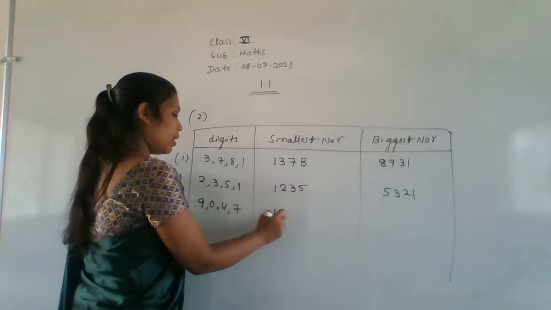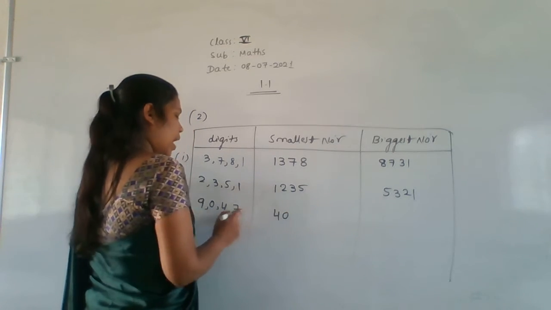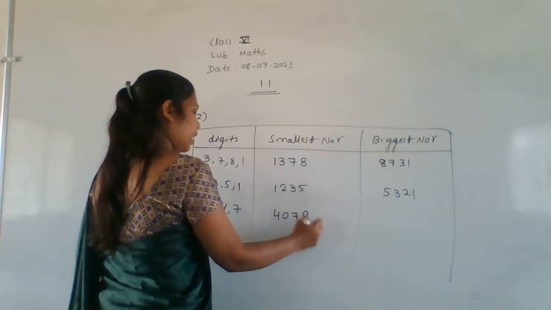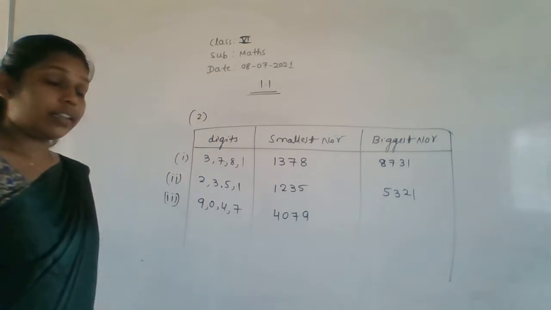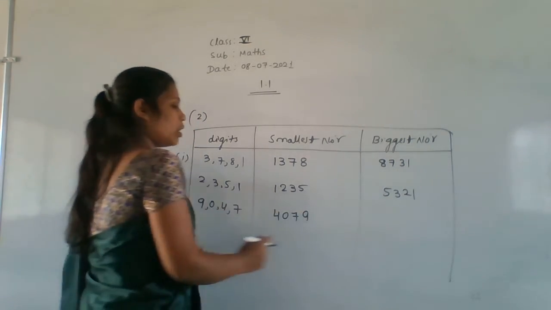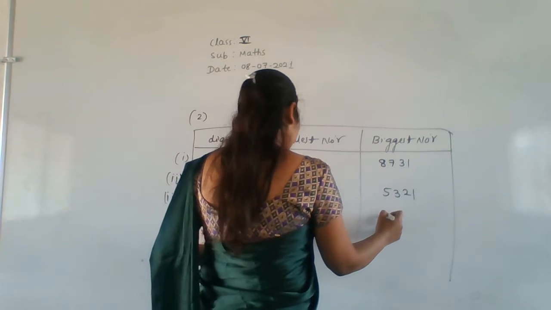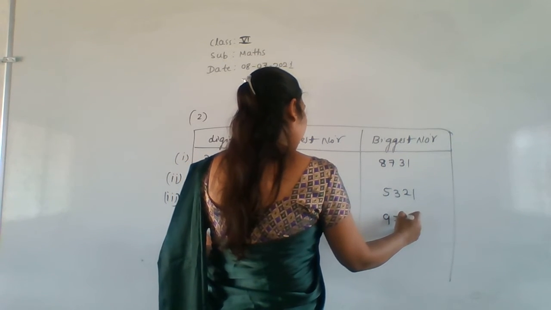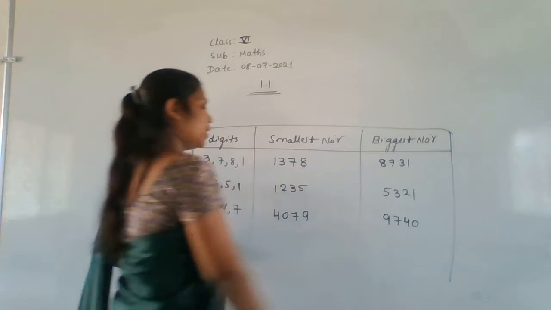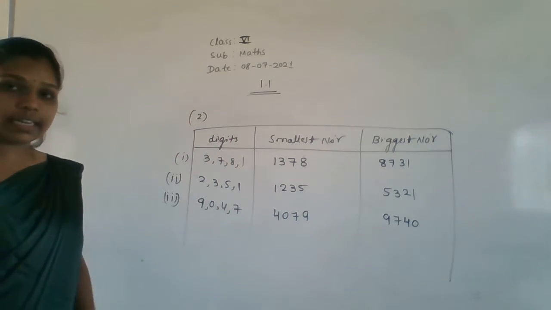Write that one only. And the next smallest is 0. And the next one is 7. After that, 9. 4079 is the smallest number. Now write the biggest number, that is the same, 9740. Okay, here nothing is changed. That is in descending order only.